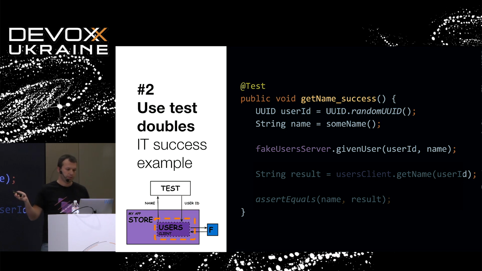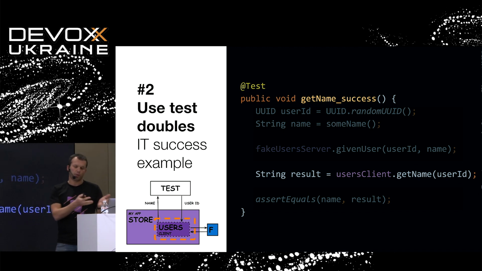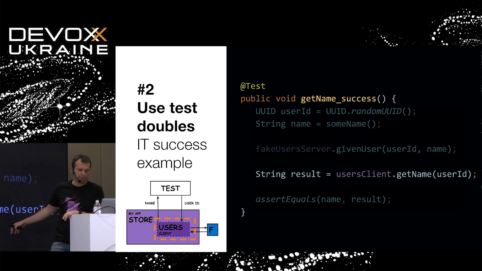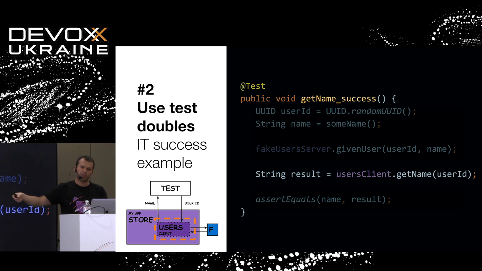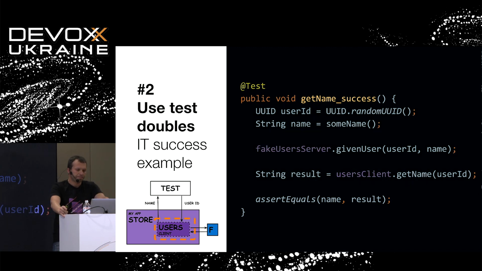We set it up. Now, for the integration test, we want to test the user's client. So we just test this method. For now, we have only one, but we'll do it for any method. And we say, OK, get name for this user ID. We get a result, and we expect the result to be the name. We are doing the assertion. After we have this, we now can also test some failure cases.